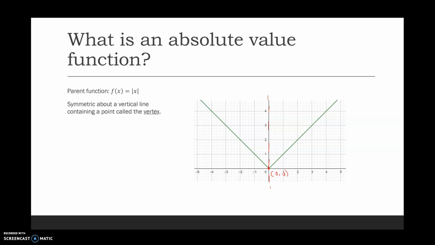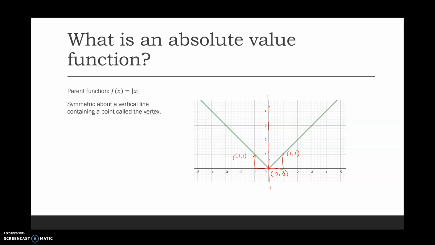How does that help us? Well, because I know if I go 1 unit to the right, I'll have the same value as if I go 1 unit to the left. So I go to the right 1 and up 1, and I have that point 1, 1. I can do that same thing on the left, go 1 unit to the left, go up 1, and I'm going to find another point on the graph, negative 1, 1. And that's going to be true for all the values around that vertex.